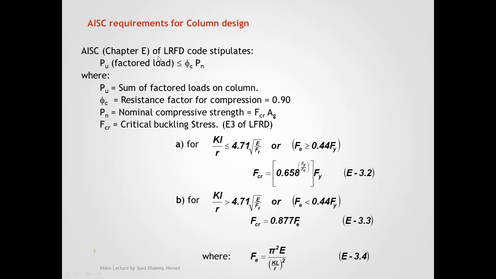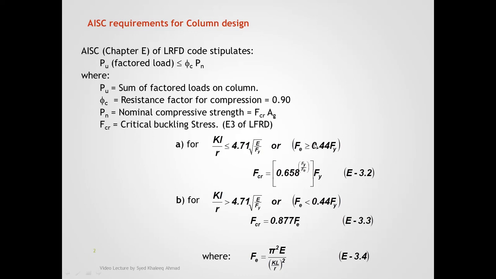In chapter E of LRFD code, it is mentioned that the factored load Pu should be less than or equal to phi c Pn, where Pu is the sum of factored load on the column, which we can calculate by using the load factors for dead load and live load. Phi c is the resistance factor for compression, which is taken as 0.9. Pn is the nominal compressive strength, Fcr into Ag. So this is critical stress multiplied by gross area of the section, where Fcr is critical buckling stress.